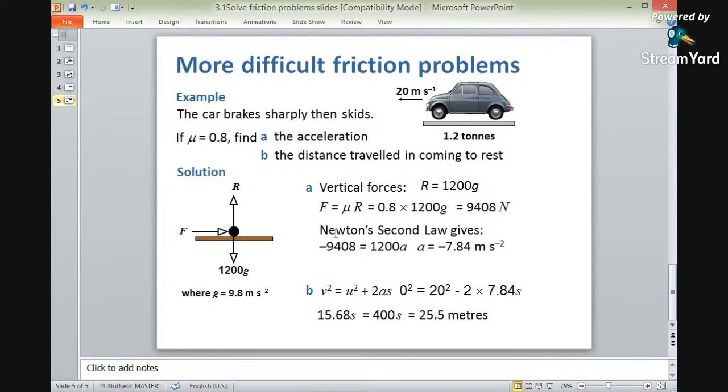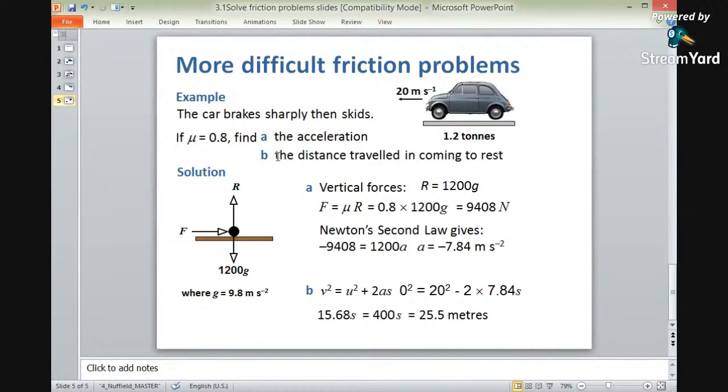Again, Newton's second law. What Newton's second law says: the force is in the opposite direction. Therefore, force is equal to mass into acceleration. So here the frictional force is taken as negative. Therefore, minus 9408 is equal to mass into acceleration. Here the mass has been taken as 1200 into a, the acceleration. After cross multiplication, the acceleration comes to be minus 7.84. Again, its unit is meter per second square.